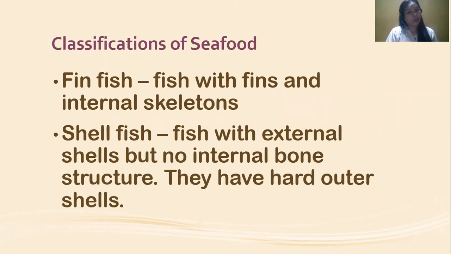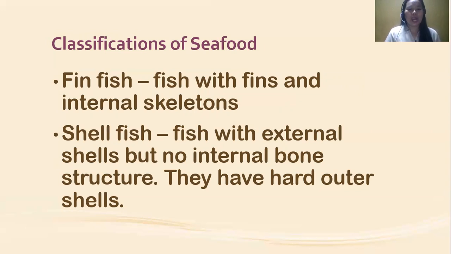Now, let's find out first how seafood is being classified. There are two types of seafood, the finfish and shellfish. Let us discuss them one by one. Finfish are fish with fins and internal skeletons. There are also two types of finfish, the saltwater and freshwater fish. Examples are sole and grouper for flat and round fish under saltwater, and we also have the most popular tilapia and catfish, which belong to freshwater fish.